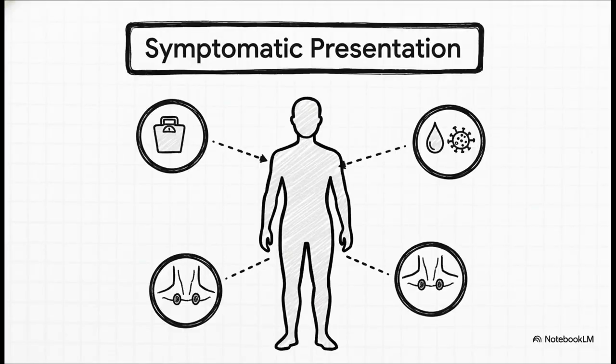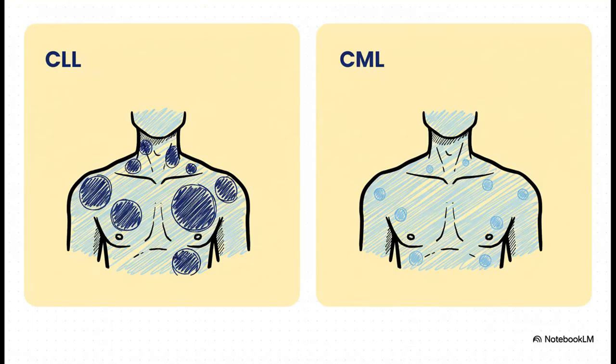Now, of course, when patients do have symptoms, it's a bit more of a familiar picture. They might come in with those classic constitutional symptoms like weight loss, or maybe issues that stem from a messed up immune system like getting infections over and over again, bleeding because their platelets are low, or having swollen lymph nodes. Now, this right here is a fantastic clinical pearl, especially for your physical exam. When you're trying to tell the difference between CLL and chronic myeloid leukemia, or CML, just remember this. The lymphadenopathy, those swollen lymph nodes, is typically way more significant in CLL.